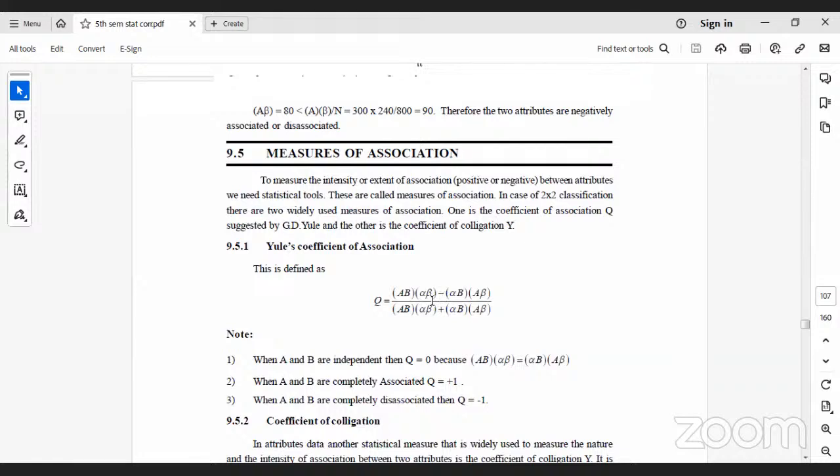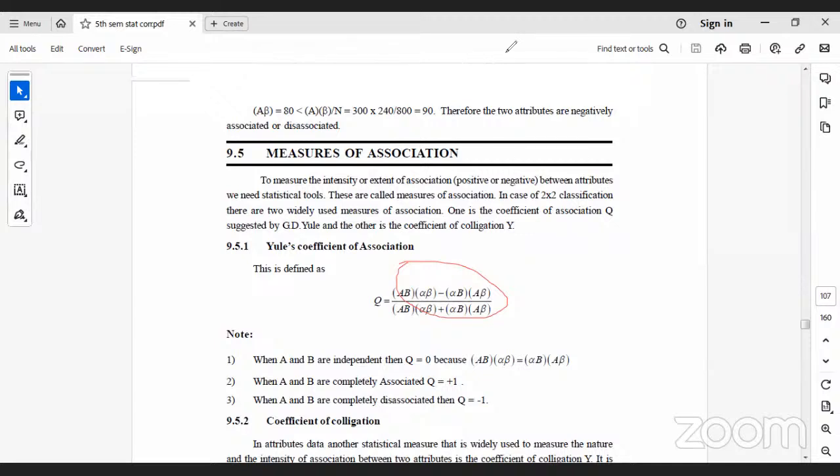Measures of association. To measure the intensity of association, positive or negative, between two attributes, we need statistical tools. These are called measures of association. In the case of 2 into 2 classification, there are two widely used measures of association. One is the coefficient of association Q, suggested by G. U. Yule, and the other is the coefficient of colligation Y. Yule's coefficient of association Q, formula already told, is AB alpha beta minus A beta alpha B, divided by AB alpha beta plus A beta alpha B. Whatever we write in the numerator, we write the same in the denominator; in the numerator we subtract, and in the denominator we add. Clear?